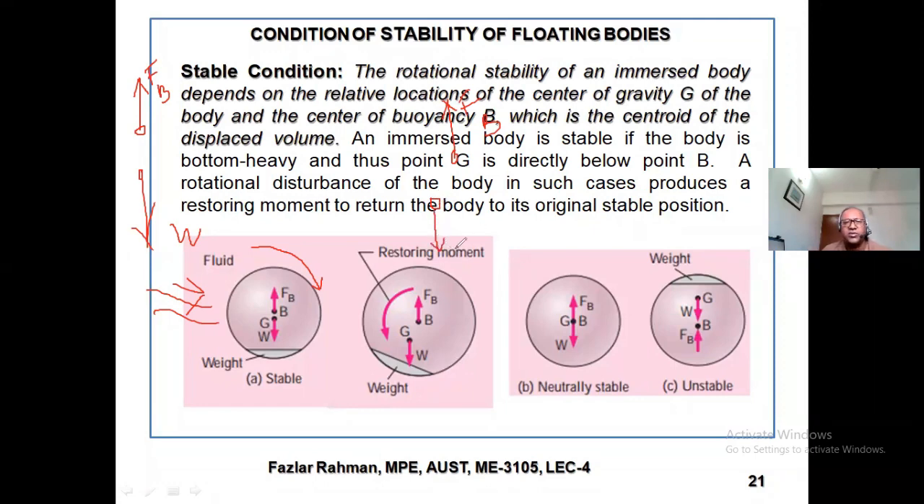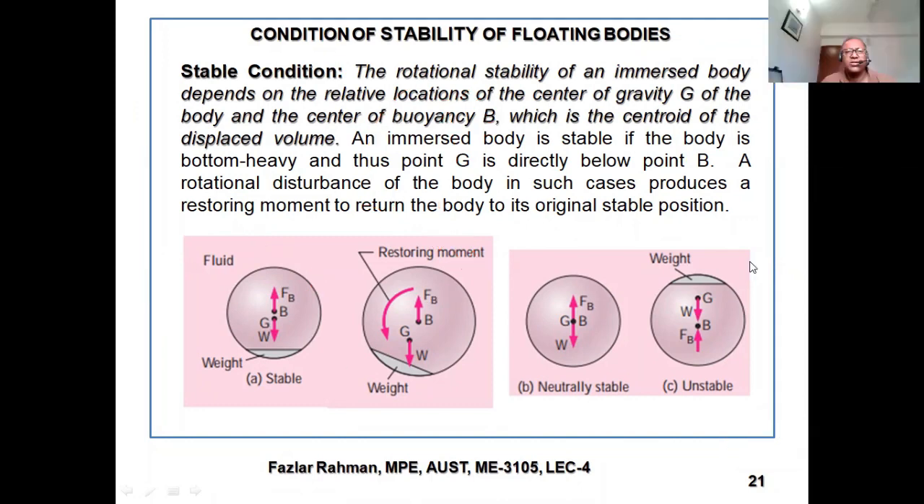So it's coming now right over here. Now what you see is they are not working through the same point of the body. This one is working through this line and this one through this line. So there is some moment working, right? This will try to rotate the body along this direction. So the wave tries to rotate the body along this direction, and it rotates. But due to the restoring moment, the body will immediately become straight. So that's why it is called the stable condition.